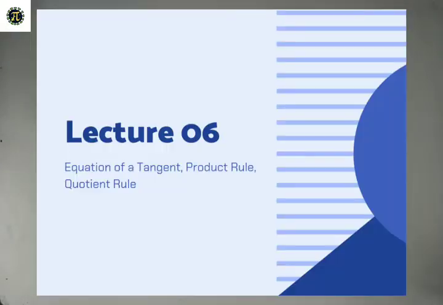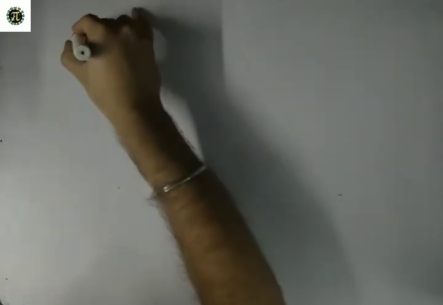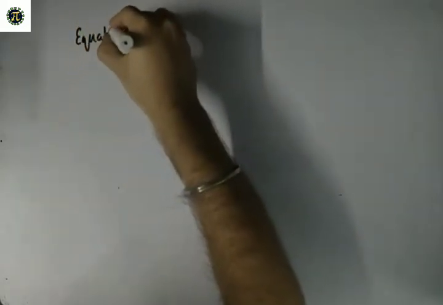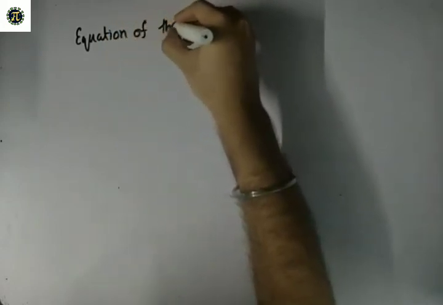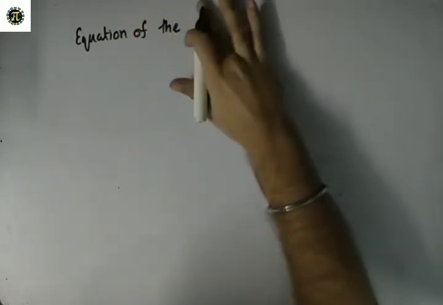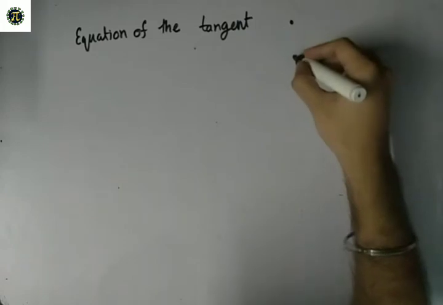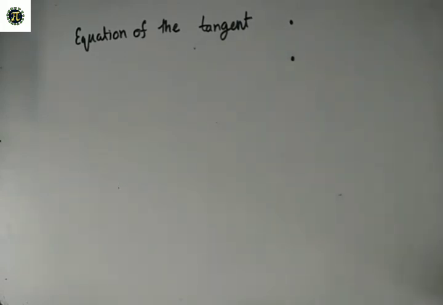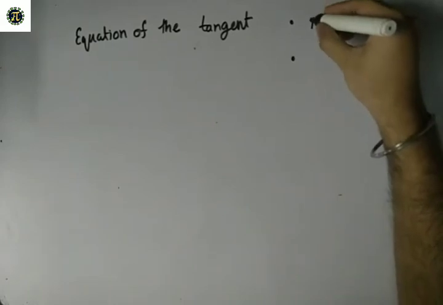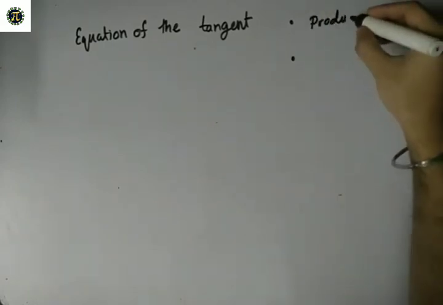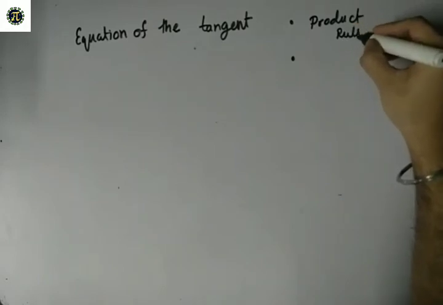Hello, so in the previous two videos we learned about the slope of a line and also some basic differentiation. So in this lecture, the first thing I want to talk about is the equation of the tangent. It's a very useful concept, and at the end of the lecture we will also learn more methods of differentiation, and those are the product rule and the quotient rule. So that will be at the end of the lecture, the product rule and the quotient rule.